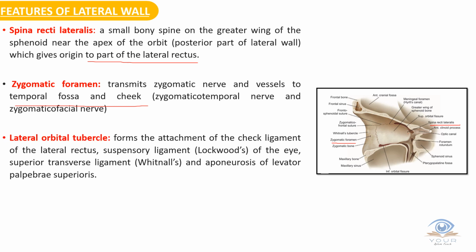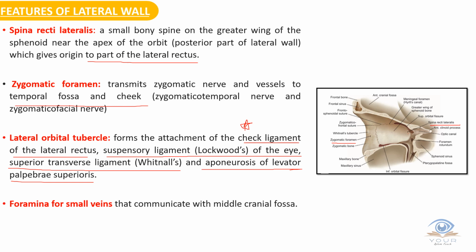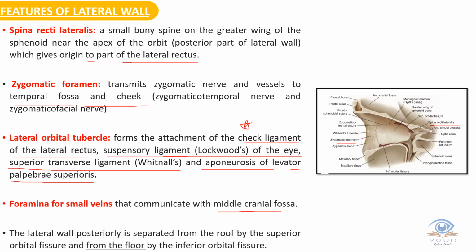The next feature is the lateral orbital tubercle, which forms the attachment of the check ligament of lateral rectus, the suspensory ligament of the eye also known as Lockwood's, the superior transverse ligament also known as Whitnall's, and the aponeurosis of the levator palpebrae superioris. This is an MCQ which is asked frequently, about what all is attached to the lateral orbital tubercle. The next feature is foramina for small vessels, veins that communicate with the middle cranial fossa.